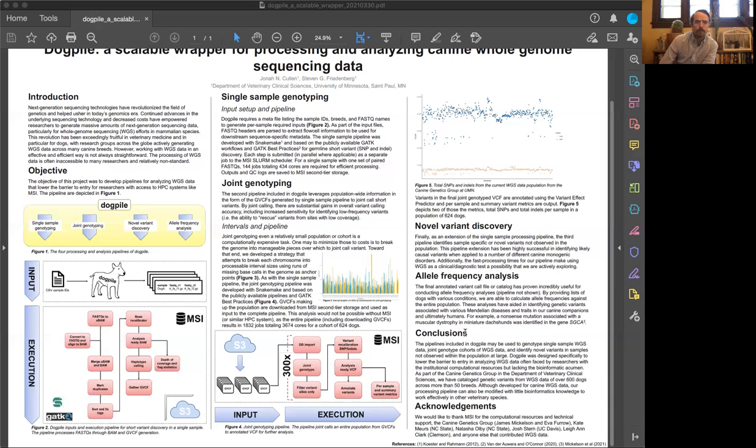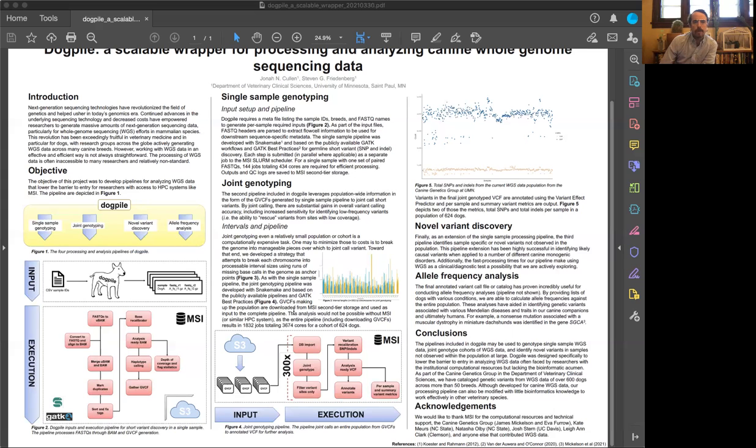Finally, our allele frequency analysis pipeline calculates per site allele frequencies by group, so cases and controls, enabling the identification of variants associated with various Mendelian diseases and traits in dogs. This has also been highly successful with a number of published papers from ourselves and some of our collaborators.